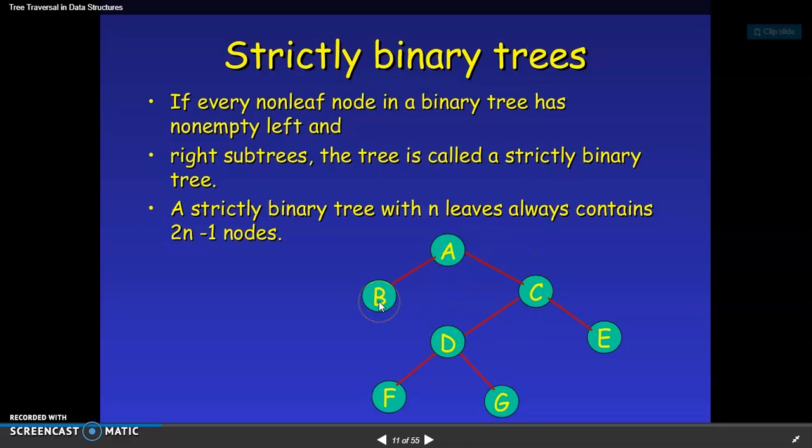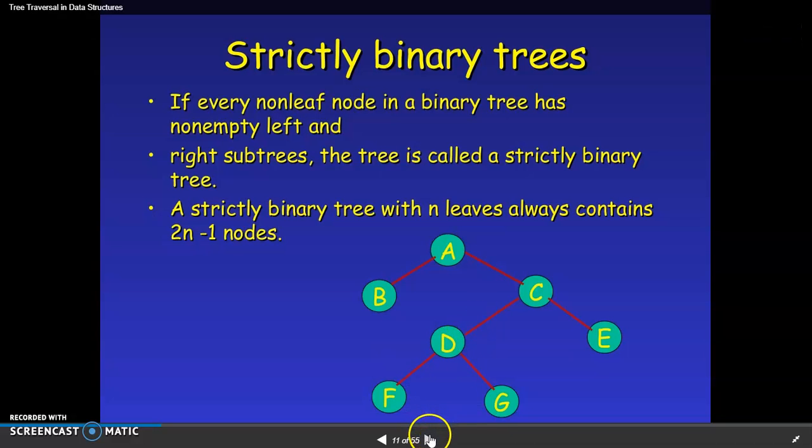Here check the leaf nodes. B, F, G, E are the leaf nodes. That is 4 leaf nodes. Total nodes are 7, 4 and 3. Whenever you substitute the leaf node value in 2n minus 1, n is 4. 2 into 4, 8 minus 1, that is 7. So total nodes are 7 in the tree. So then we can call this tree a strictly binary tree.